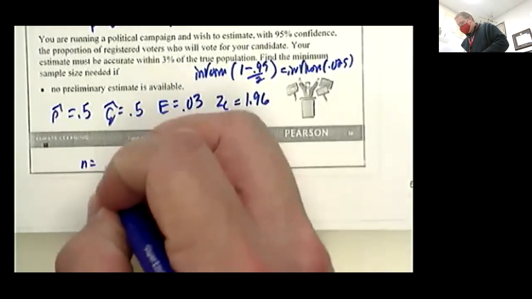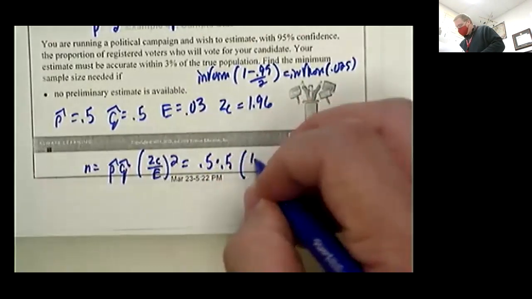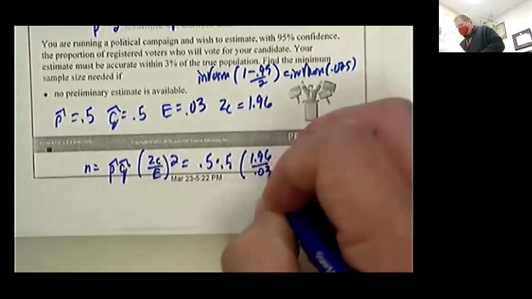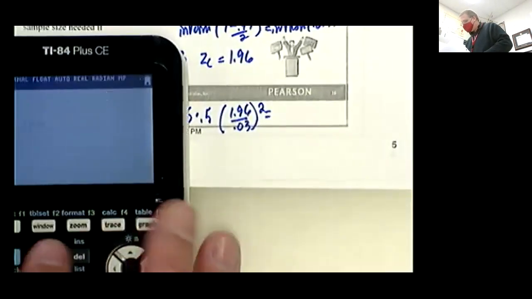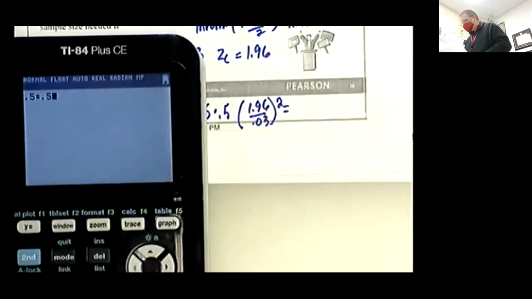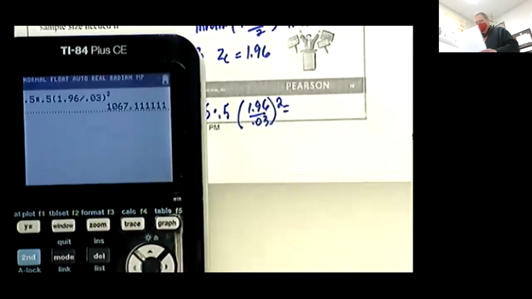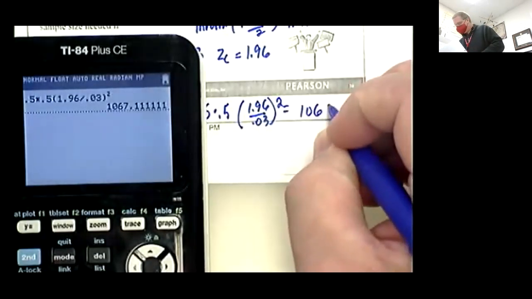So we're going to plug that into our formula. n is equal to p hat q hat times zc over E, squared. That gets us 0.5 times 0.5 times the quantity 1.96 divided by 0.03, squared. We'll practice typing that in the calculator: 0.5 times 0.5 parentheses 1.96 divided by 0.03, close parenthesis, square that. And again, because it's people, we're always going to round up. This is 1068.